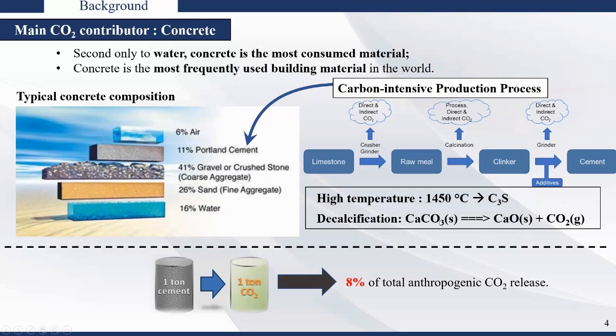That's why 70% of CO2 emission from cement production is attributed to this decalcification process. In general, producing 1 ton of cement will generate approximately 1 ton of CO2. It's a 1:1 ratio. That's why this single material contributes 8% of total anthropogenic CO2 release in this world.